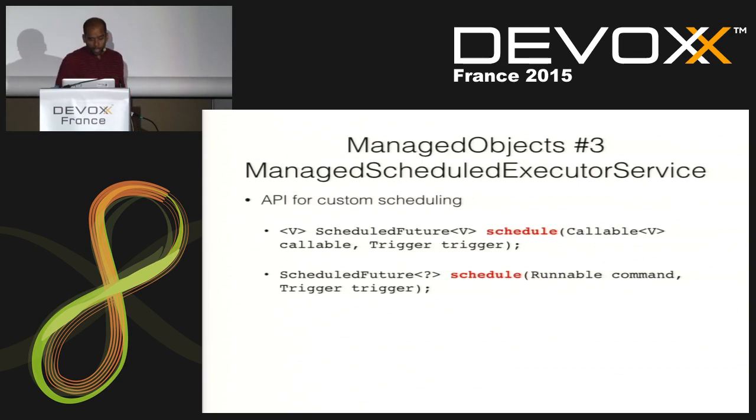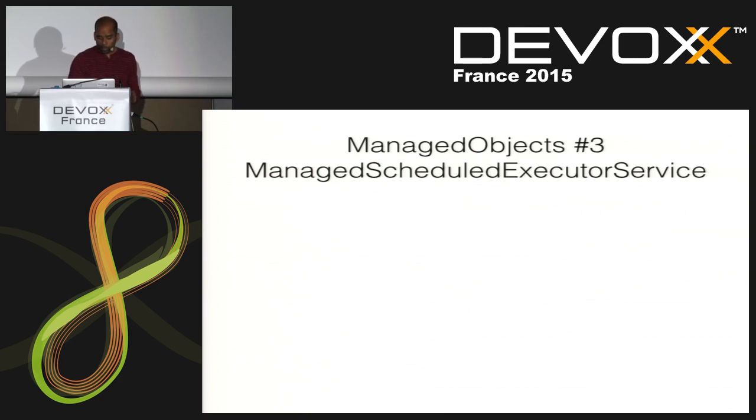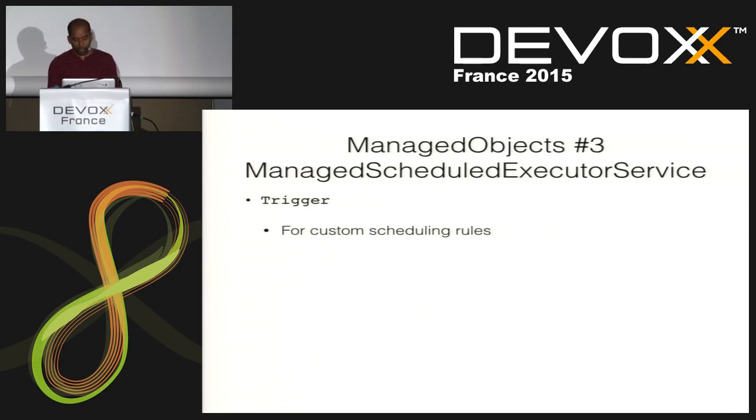So this is the one for the custom scheduling, for example. In this case, you have both the callable and the runnable aspects. And Trigger is a class that you can use for custom scheduling. So let's take a look at Trigger. This is used for custom scheduling rules.